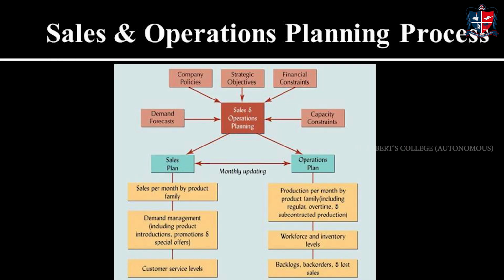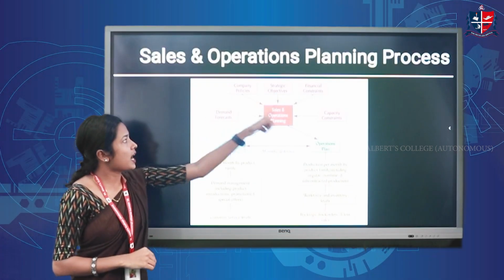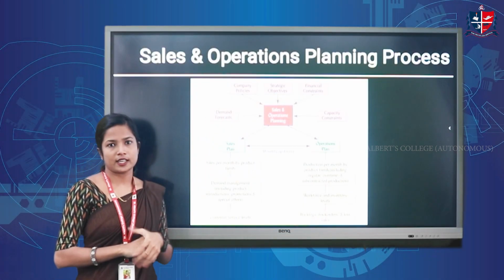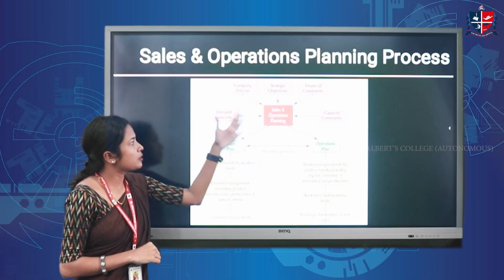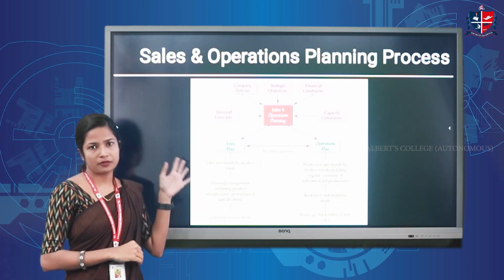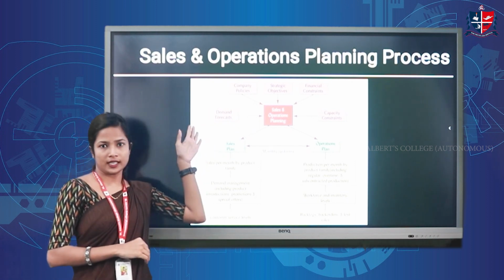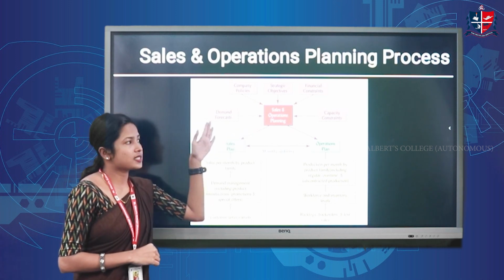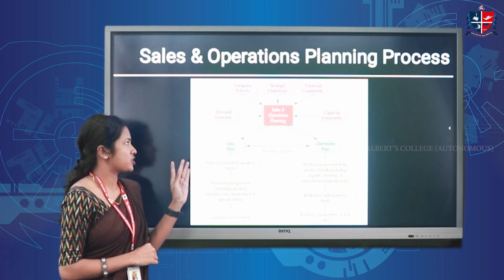Now, let's look at the sales and operations planning process. These are the inputs of sales and operations planning. Let's look at what the inputs are. The first one is the demand forecast. We need the demand forecast to conduct the sales and operations planning.